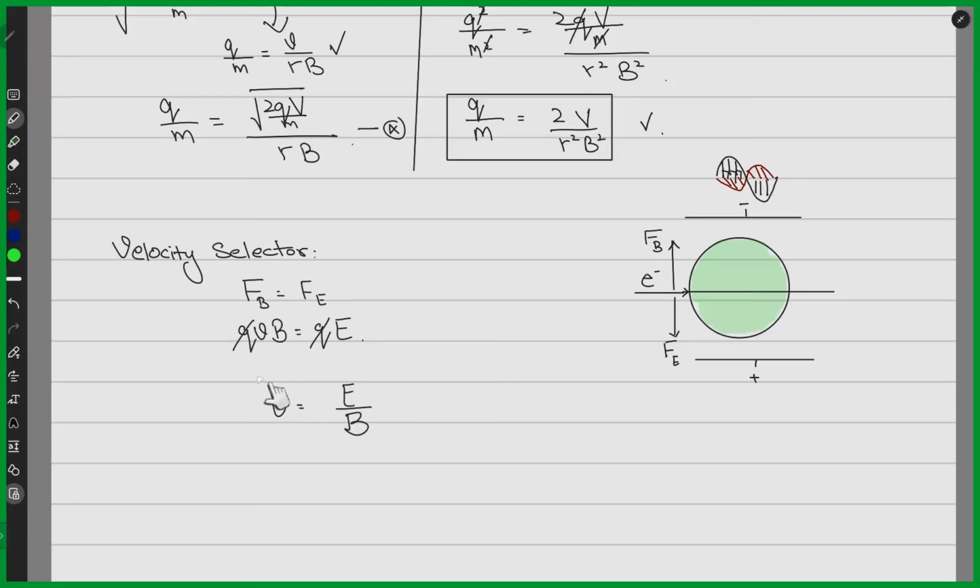What does this mean? What does this tell you? This equation tells you that if I use a specific value of this electric field and magnetic field together, then I can achieve a particular speed of this electron such that it does not deflect in this magnetic field. So is that clear? The electron is going to pass straight through the magnetic field.